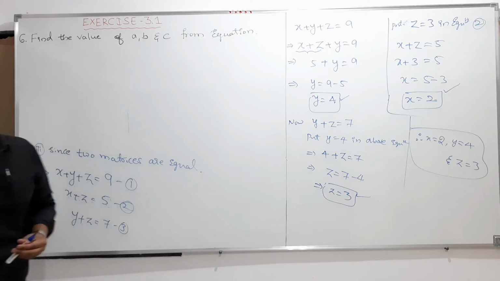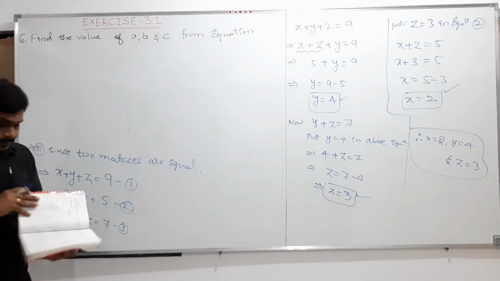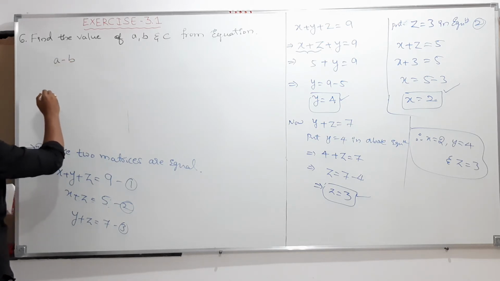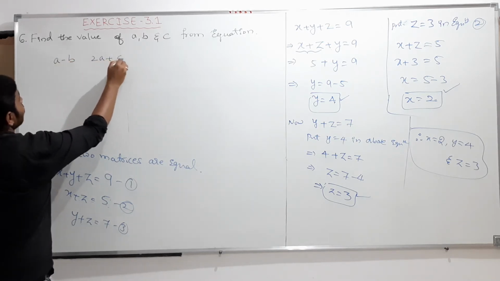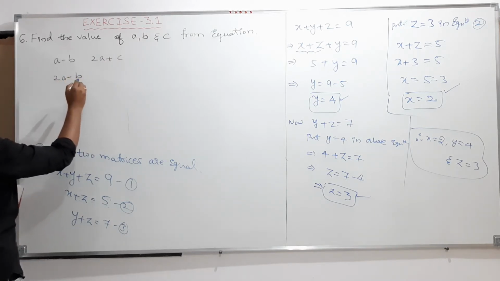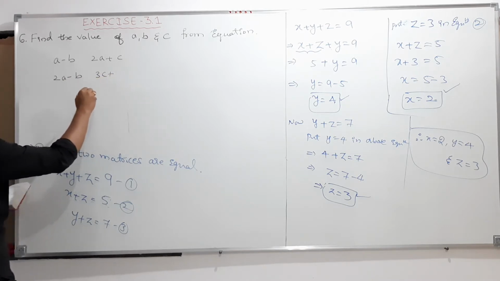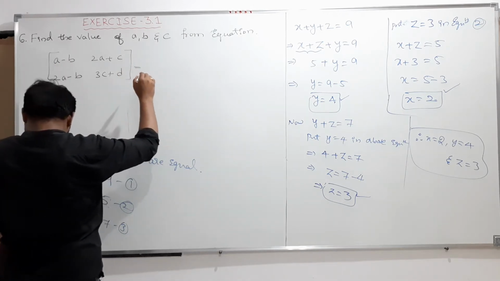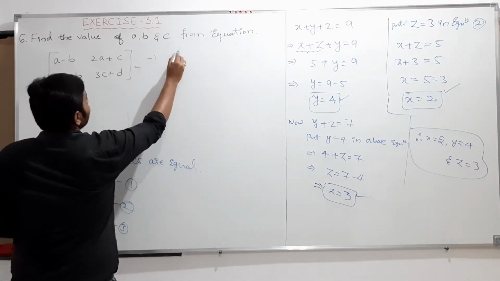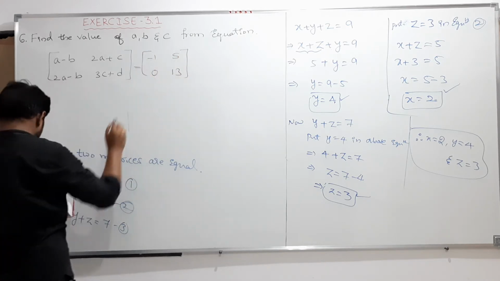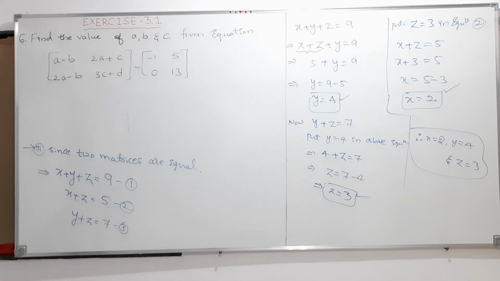So what is the given equation to you? The given equation is the matrix with entries A minus B, 2A plus C, 2A minus B, 3C plus D, and this is equal to the matrix with entries minus 1, 5, 0, 13. So try to solve this one, or else I will solve this.